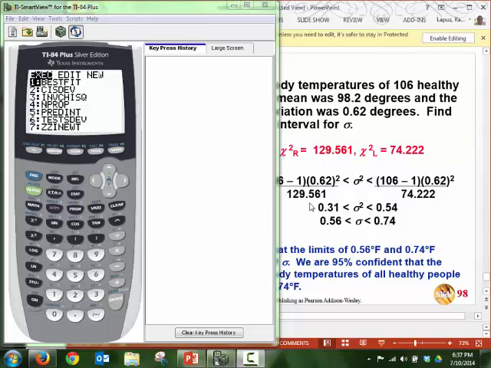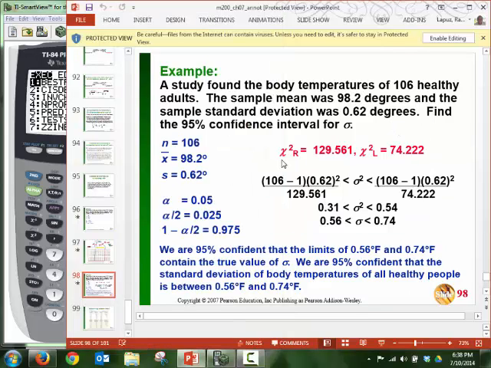Okay, we'll begin today by looking at an alternative to finding these confidence intervals and also do a quick hypothesis test for the standard deviation. So this was a problem that was done. It says a study found body temperatures of 106 adults, and the mean was given as 98.2, and the sample standard deviation was 0.62. They want us to find a confidence interval for sigma. And so this was the solution that they came up with.